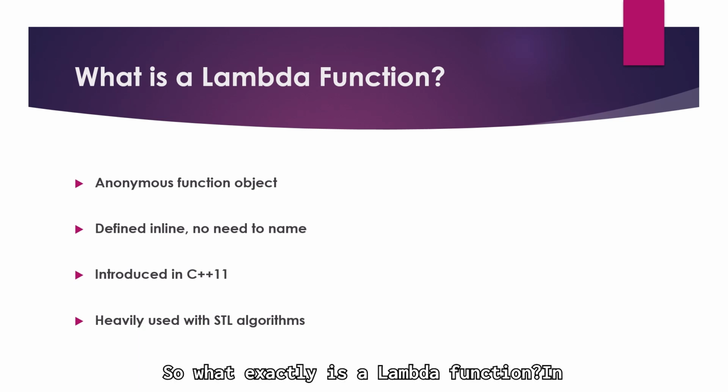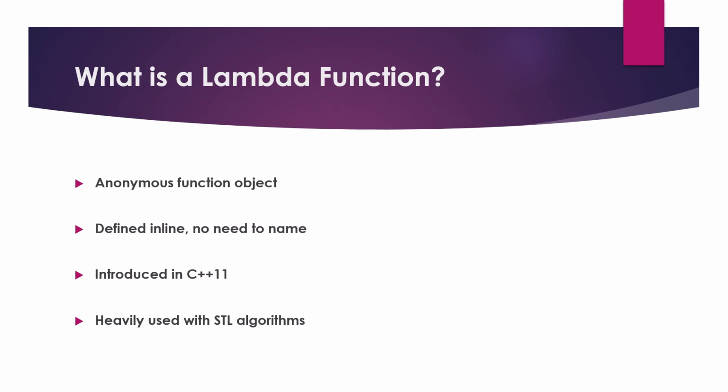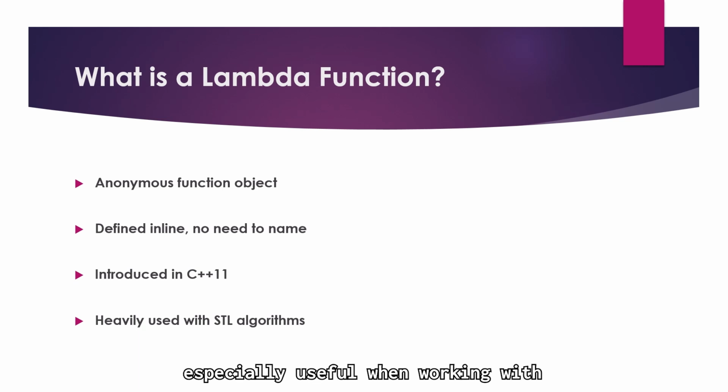So what exactly is a lambda function? In C++, a lambda is simply an anonymous function, meaning a function with no name. It's defined inline, right where you need it, often in a single line of code. Lambdas were introduced in C++11 and have since become indispensable in functional style programming with STL. They are especially useful when working with algorithms that need small pieces of logic passed as parameters.